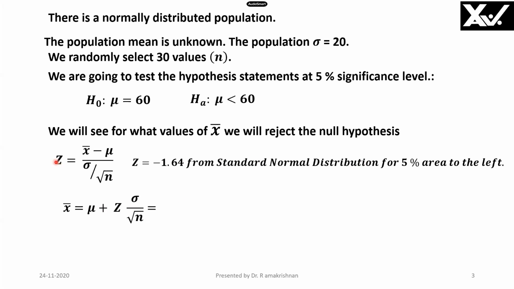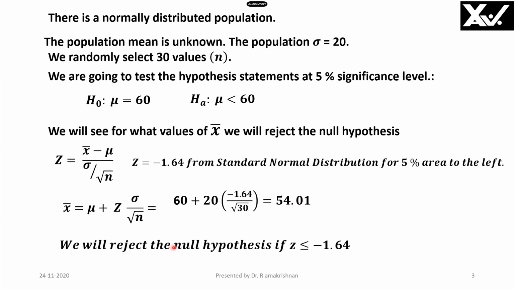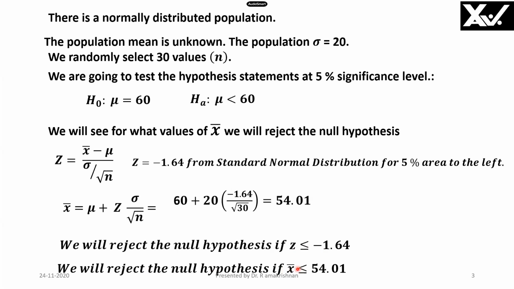And substituting this value here, we will get the critical mean value, which is 54.01. You can do these calculations leisurely. We will reject the null hypothesis if z value is less than or equal to minus 1.64. That means we will reject the null hypothesis if sample mean is less than or equal to 54.01 because this sample mean corresponds to this minus 1.64.